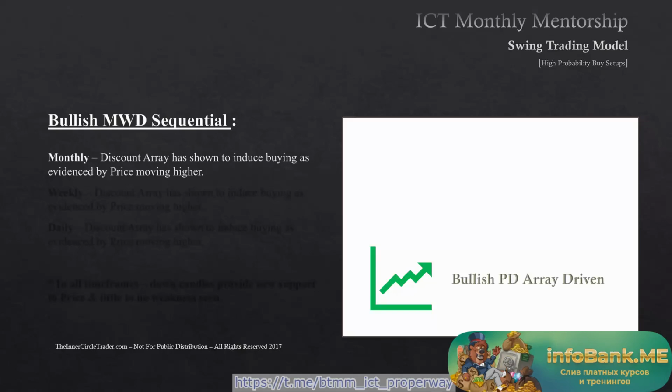When you're looking at the monthly charts of the asset class that you're studying or doing your analysis on, what you're looking for is a discount array that has shown to induce buying, evidenced by price moving higher. In other words, we're looking for displacement off of a discernible discount array. That could be a bullish order block, an old low, an old high, a reaction after closing in a fair value gap or a void, or it could be bouncing off of a breaker.